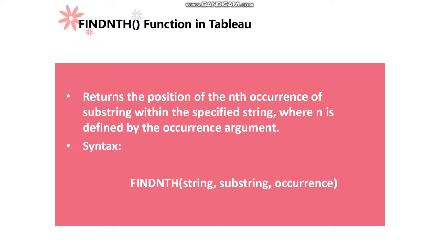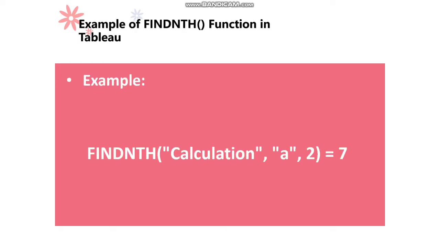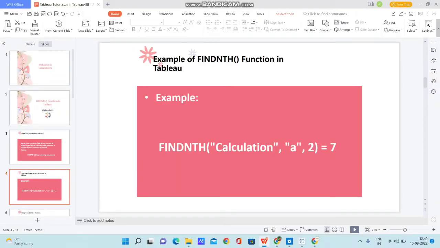So let me explain clearly with an example. In the FINDNTH function, FINDNTH of calculation, comma, a, comma, 2. Calculation is the string, a is the substring, and 2 is the occurrence. So we have a available 2 times in the calculation string. That's why, for the second occurrence, we got the position 7. That's why we got the result 7. So let me open Tableau Desktop and show how to use the FINDNTH function in Tableau.